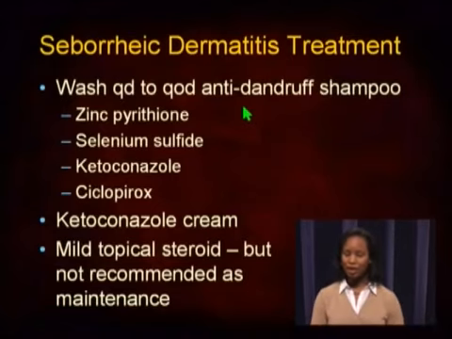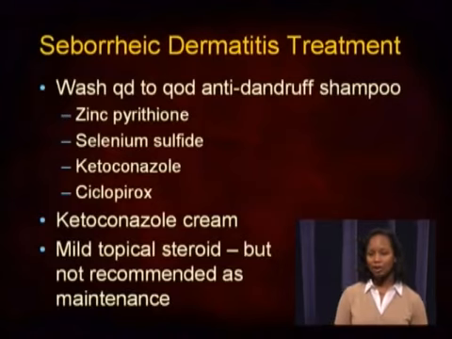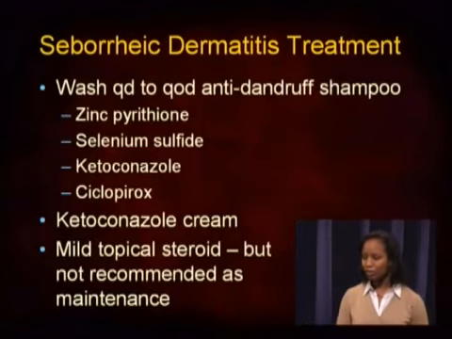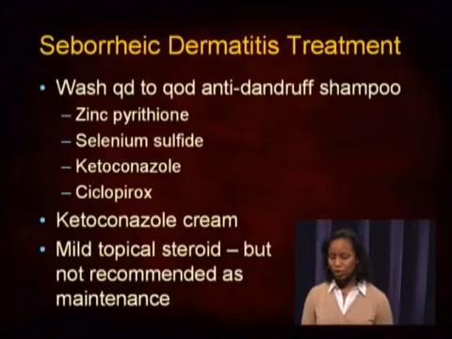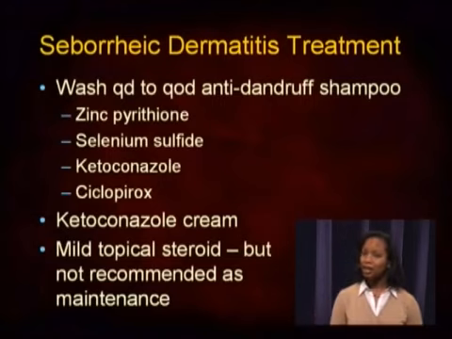So in terms of treatment for seborrheic dermatitis, anti-dandruff shampoos, and the top three that are listed here, the zinc pyrithione, selenium sulfide, and ketoconazole, are all available over the counter. Those are common shampoos that can be helpful for treatment, and ciclopirox is a topical antifungal agent that's available just by prescription. The ketoconazole cream applied to the affected area can be helpful for maintenance.